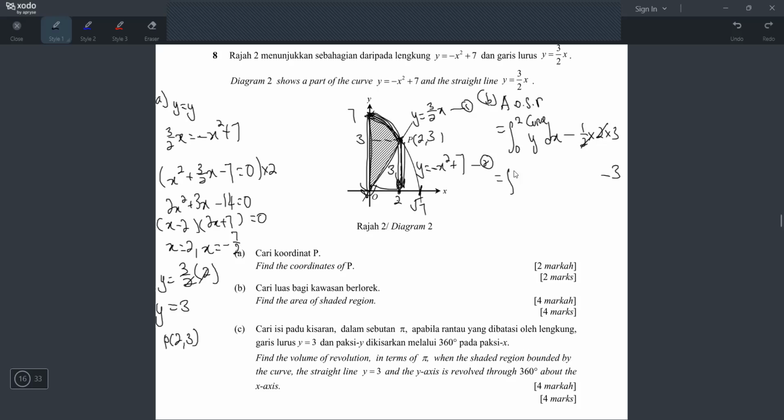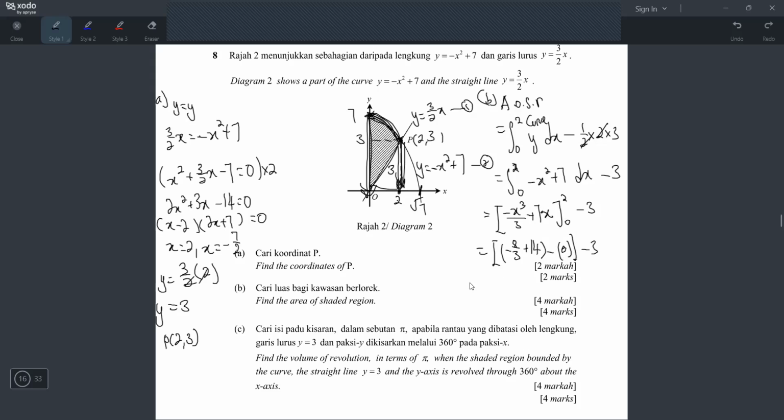So integrate 2, 0, the curve equation is given nicely already, negative x squared plus 7 dx. And now I will start to integrate. Negative x squared becomes negative x power 3 over 3, integrate 7 becomes 7x, and then close bracket 2, 0, minus 3. And then now I will substitute the 2 inside, and then I'll substitute 0 inside, and then minus, right? So when I substitute 2, I'll get negative 2 power 3, which is 8 over 3, plus 7 times x, 7 times 2 is 14. And then when I substitute 0 here, I'll just end up with 0.